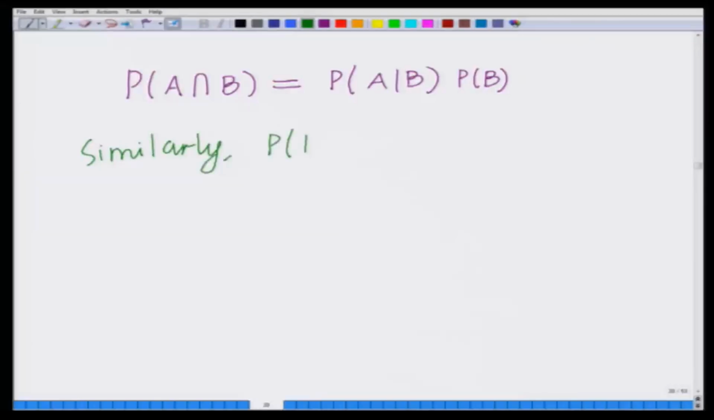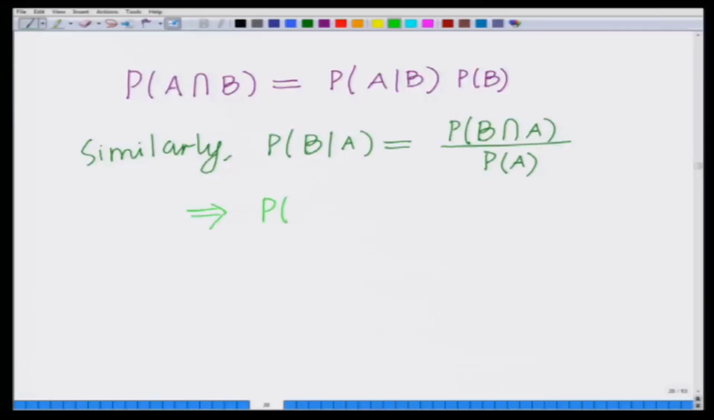Similarly, we can define the probability of B conditioned on A as the probability of B intersection A divided by the probability of A, which implies that the probability of B given A times the probability of A equals the probability of B intersection A. Now you can see the probability of A intersection B is the probability of A given B times the probability of B. And the probability of B intersection A, which is the same as the probability of A intersection B, is equal to the probability of B given A times the probability of A.